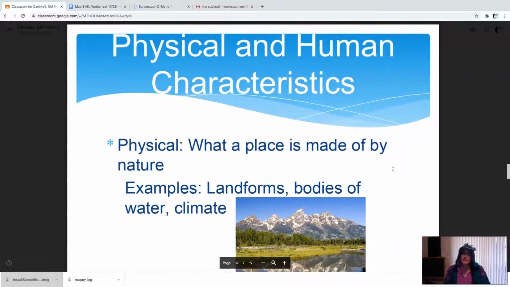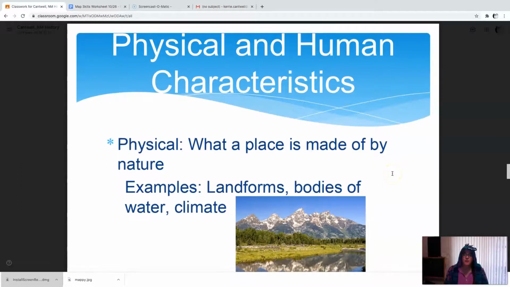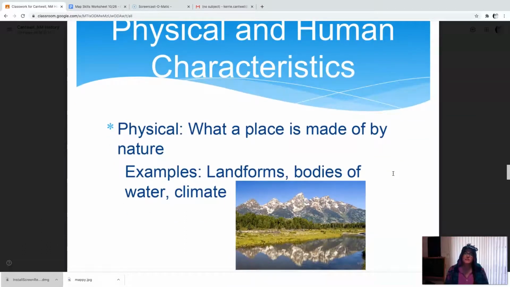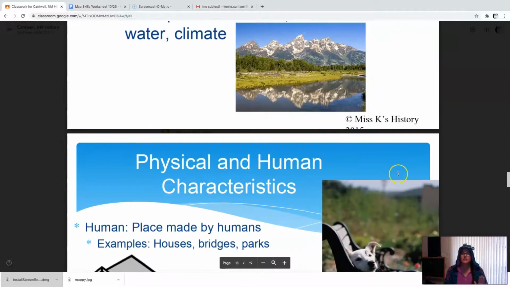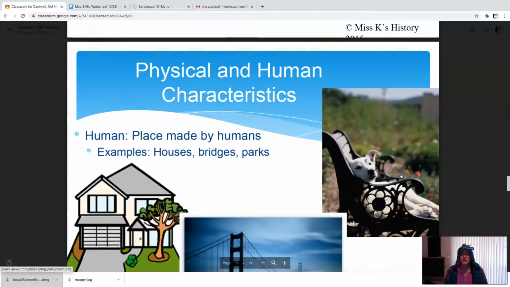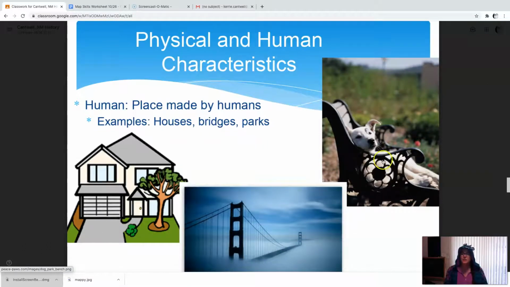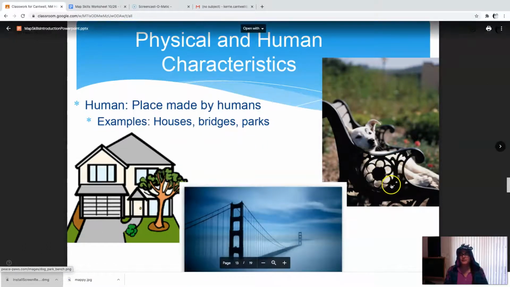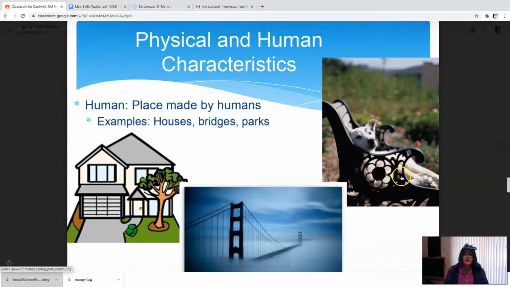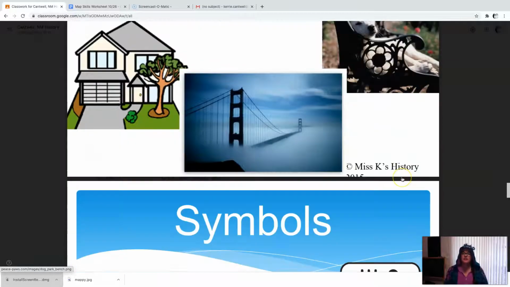Okay, so if you'll recall, physical and human characteristics. Physical is what a place is made of by nature. Landforms, water, the climate. Are there mountains? Is it flat? That's the physical characteristic. Human characteristics of a place are made by humans, like houses, bridges, parks, the bench at the park where this cute little puppy's hanging out. Those are the human characteristics.